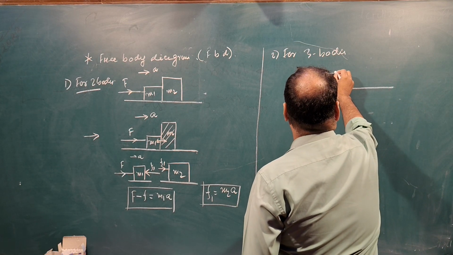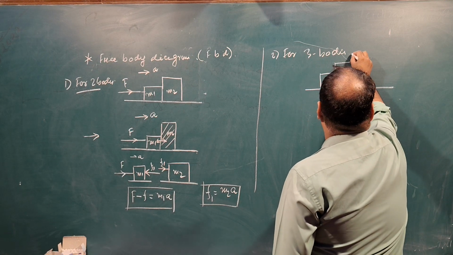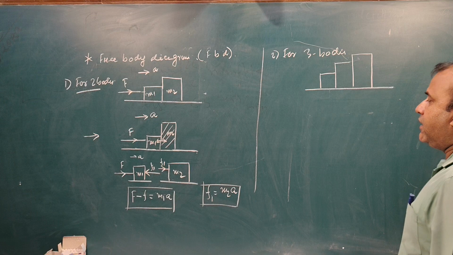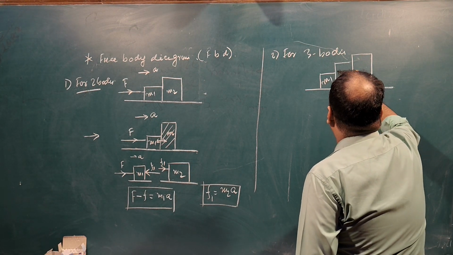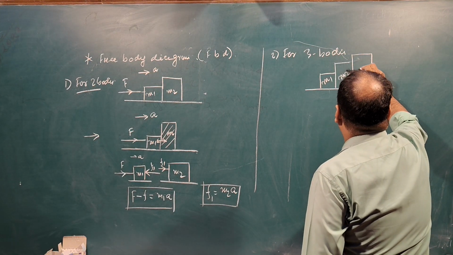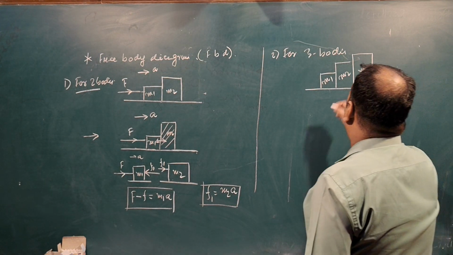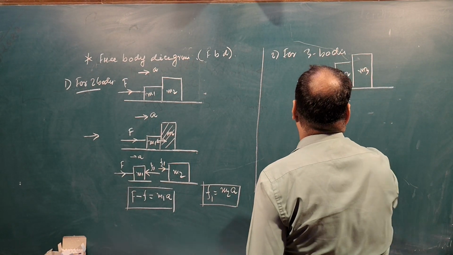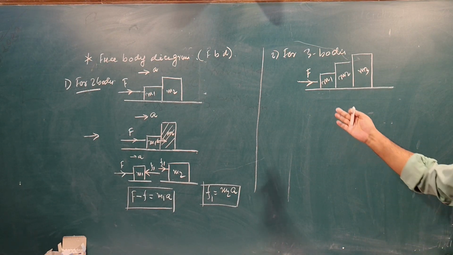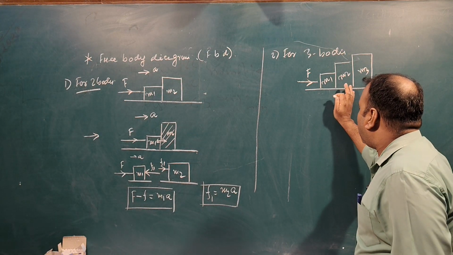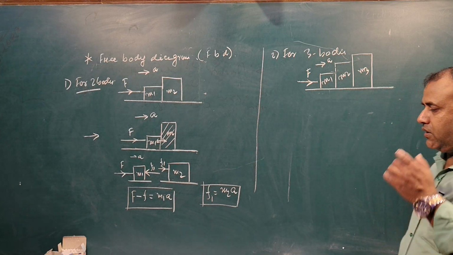One body is here, another body is here, and in this way another body is here. So I consider three bodies here. This one is M1, this one has mass M2, and here M3. Now students, you remember, as in the case of the two-body diagram, in the case of three bodies, force F is applied on the body. Due to the force, all three connected bodies move in the forward direction. That means the acceleration will be in the forward direction.